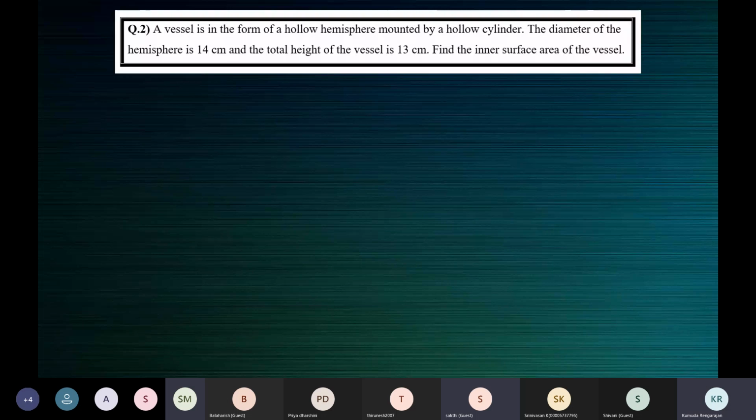The diameter of the, okay, let me draw that. This is the hemispherical part of the vessel and this is the cylindrical part. The diameter of the hemisphere is 14 centimeters. And the total height of the vessel is 13 centimeters. So the vessel cannot be like this.